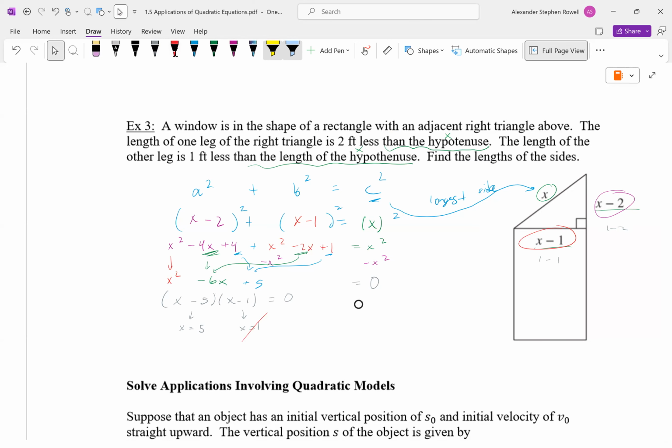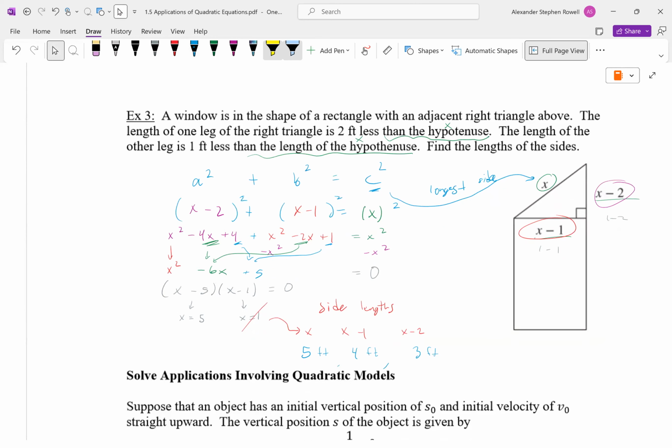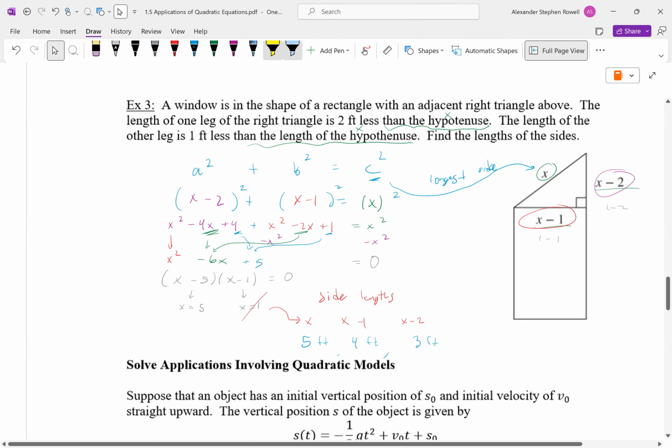So maybe I should write that. What are my side lengths? They are x, x minus 1, x minus 2. And for that reason, 1 doesn't make sense. So what are they? 5, 4 and 3, and I should include units. Feet. 5 feet, 4 feet, and 3 feet are the lengths of the sides. All right, any questions about that?